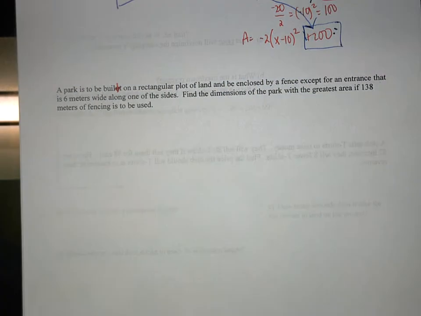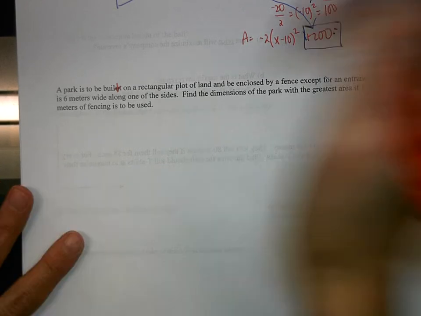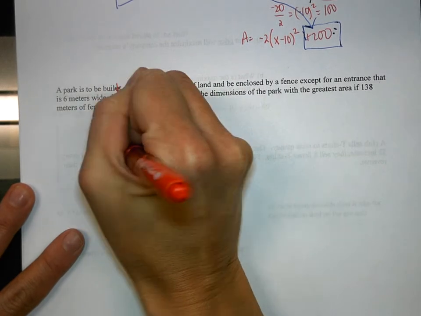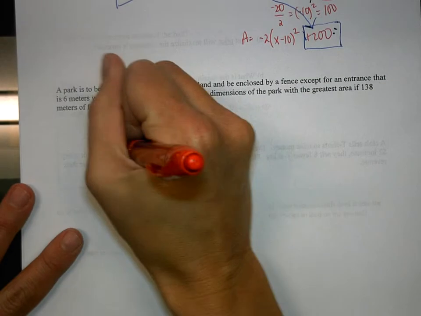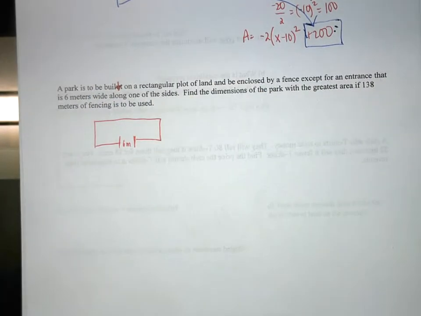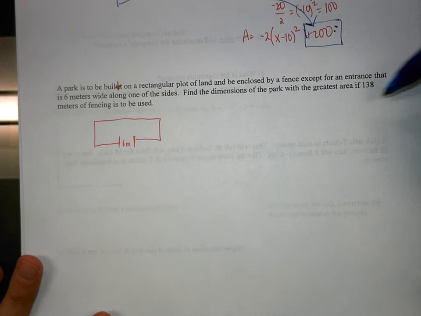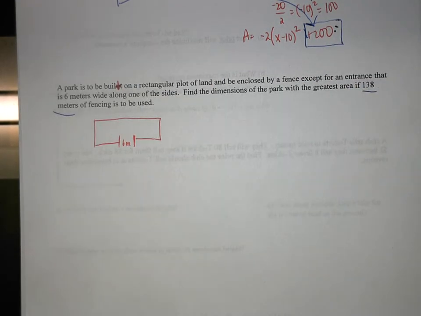Okay? On a rectangular plot of land and be enclosed by a fence except for an entrance that is 6 meters wide along one of the sides. So we're drawing a rectangle. Okay? So we have this and there's a break for a gate which is 6 meters. Is everybody good with that? Yes? Okay. They're telling you to find the dimensions of the park with the greatest area if 138 meters of fencing is to be used.